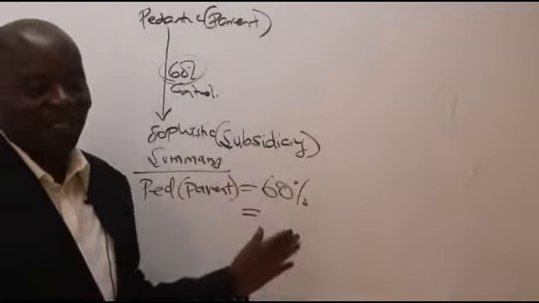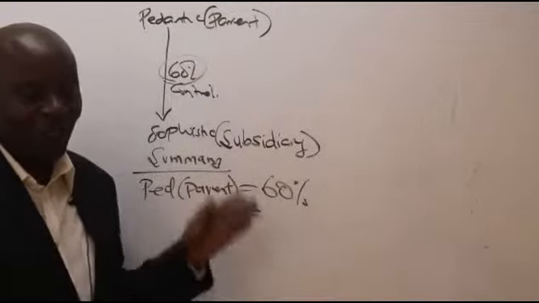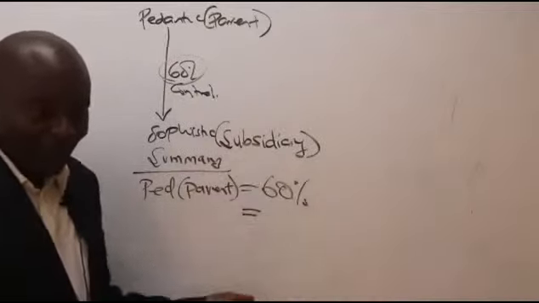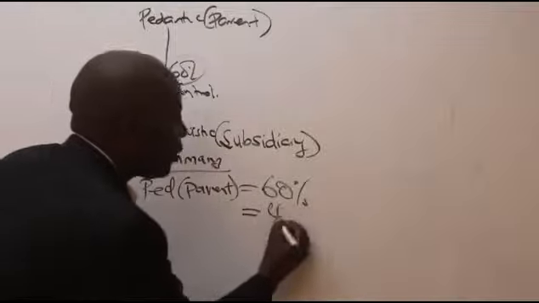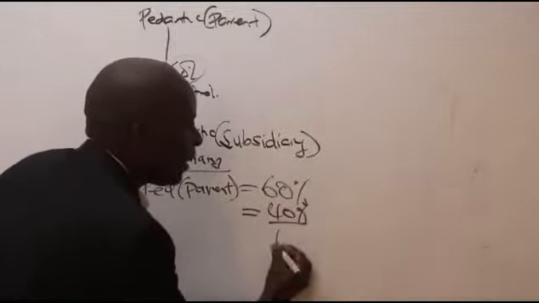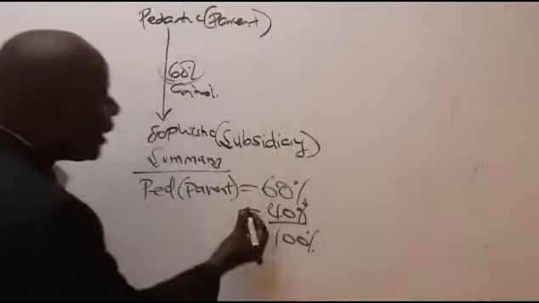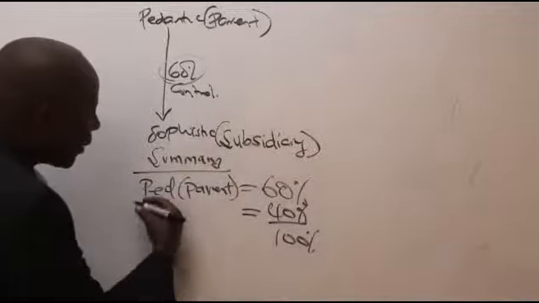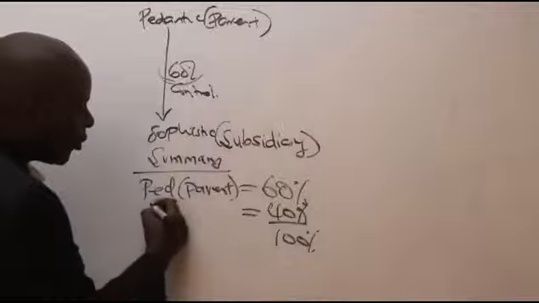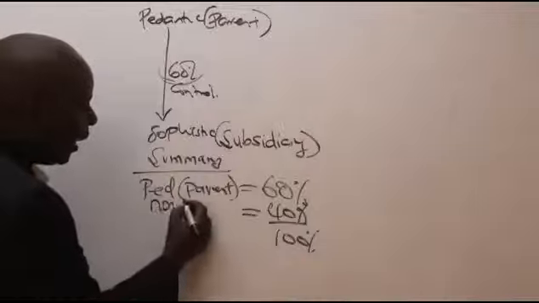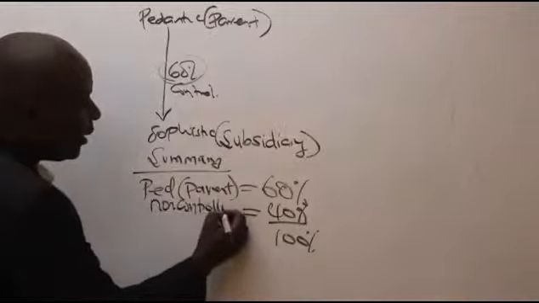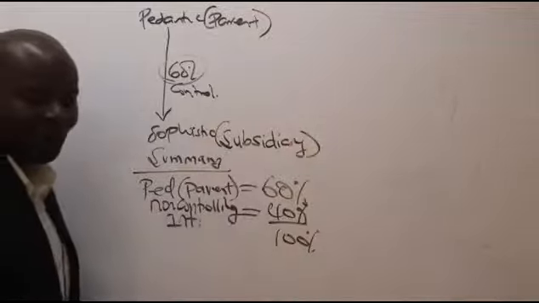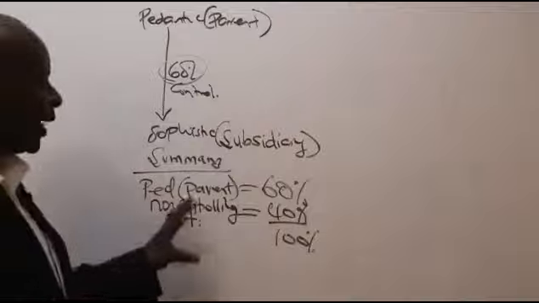What is the other percentage? You know that the entire holding must be 100. Yes, thank you very much. So we have 40% to make it 100%. This 40% is held by another stakeholder that we call the non-controlling interest, which we shall be abbreviating as the NCI.